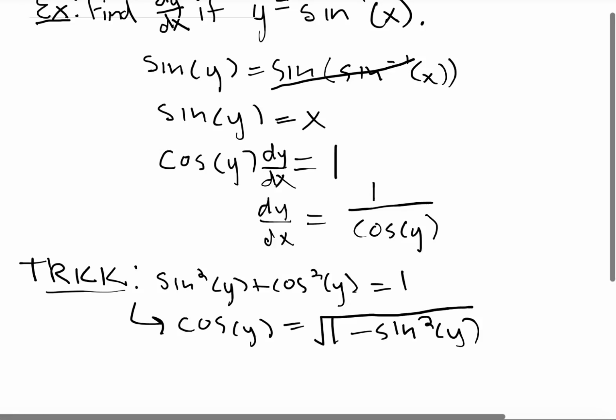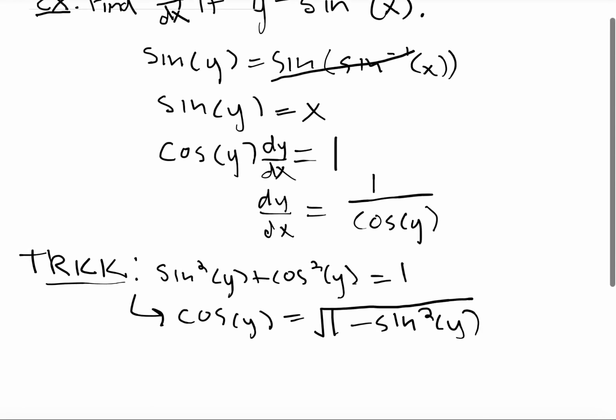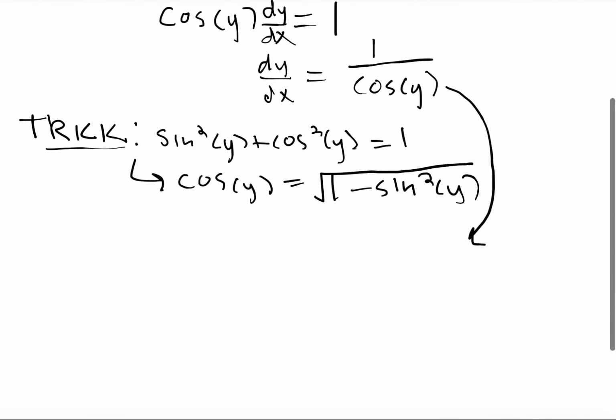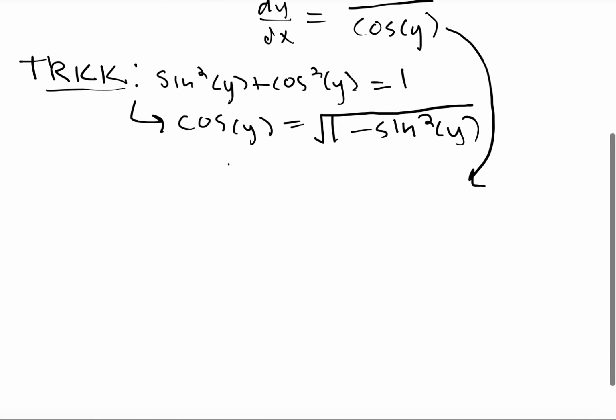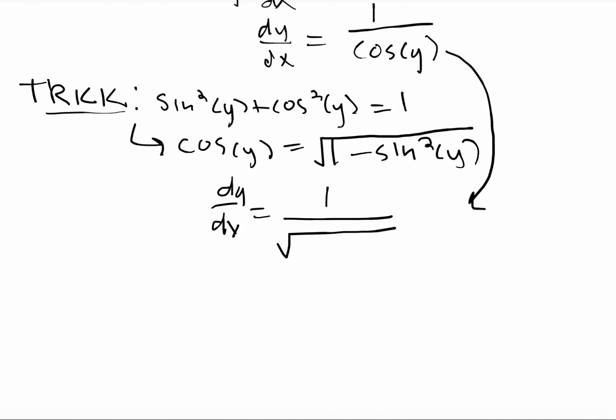Okay? So what I'll go ahead and do here is make note that this cosine of y is the same exact function as this guy, right? So what this will tell me, if I wanted to rewrite my dy dx, is that dy dx is really 1 over this square root. So sine squared of y.